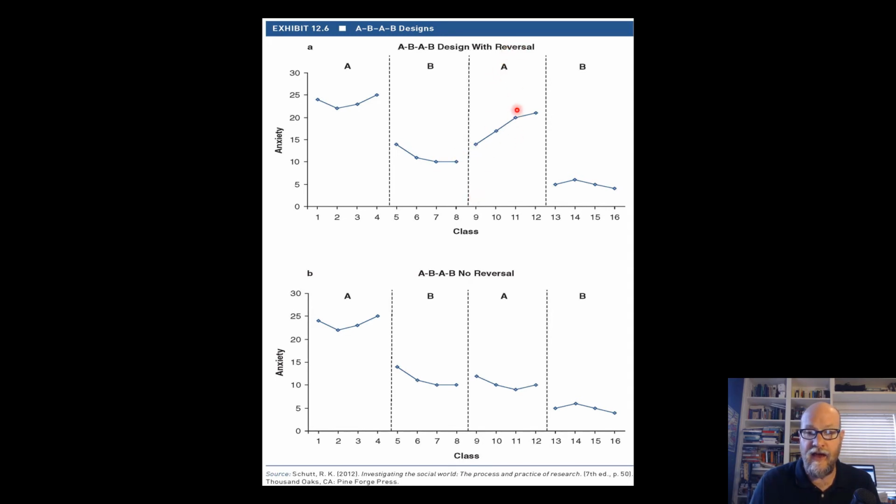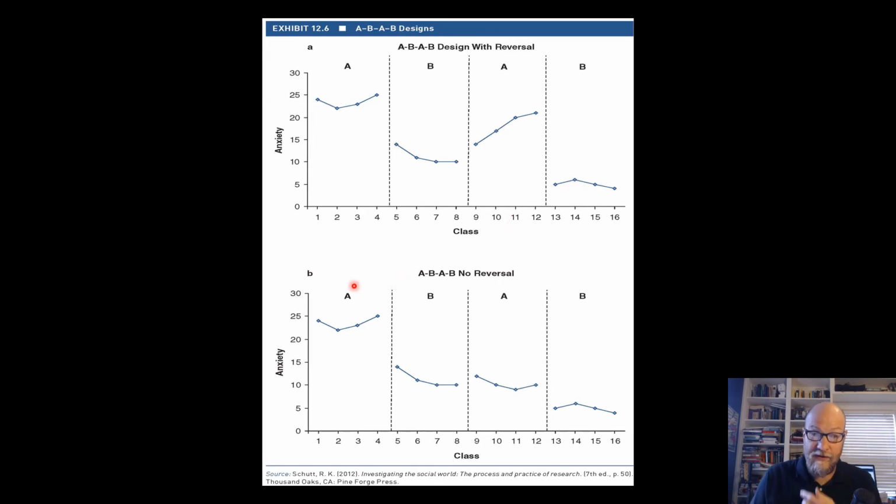In the second A baseline phase, the multiple baseline phase that we see here, the treatment is removed and we see the anxiety starts creeping back up. And then in the second phase, the treatment is reintroduced and the anxiety is much lower. And in fact, you might say that this has an additive effect, right?